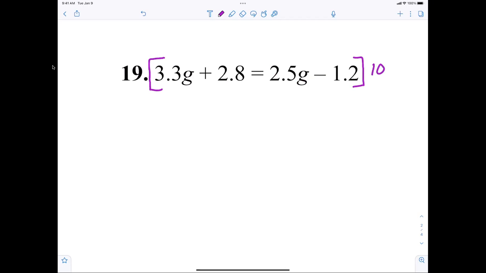The reason we're going to multiply by 10 is because that moves the decimal over 1.